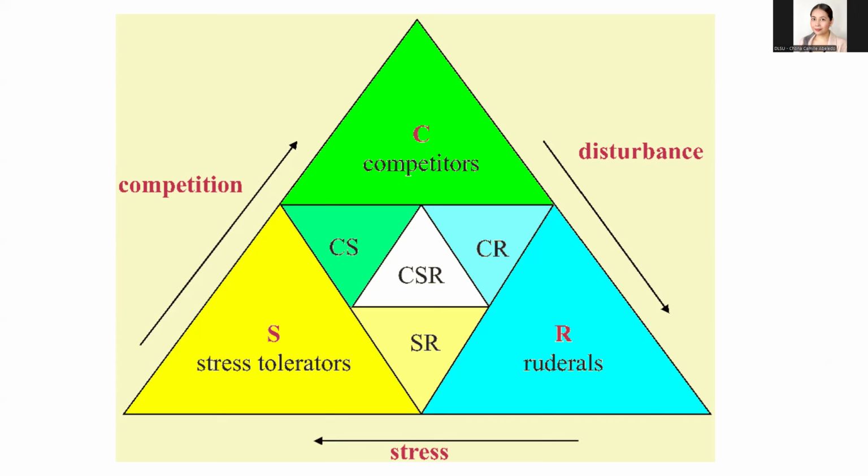And then you have your R strategists or your ruderals. They thrive in environments with high disturbance, maraming nagbabago-bago, but low stress. So they grow quickly, they reproduce early, and rely on seed dispersal to colonize new areas after disturbances. So these are your weeds, your annual plants like dandelions, and pioneer species in abandoned fields.